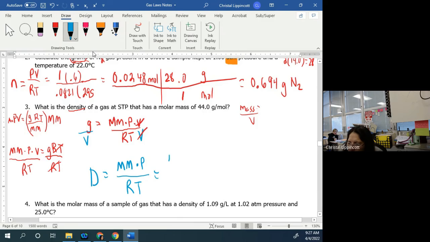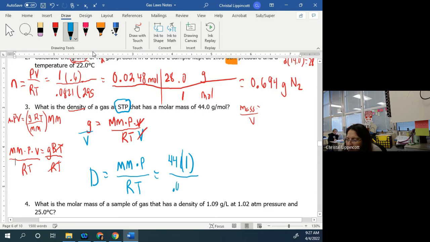All right, so now we're going to start subbing stuff in. We've got 44 times our pressure. Well, they told us STP. So what pressure do you want this to be in? 1 ATM. That makes math a lot easier. Yep. So she chose 1 ATM.